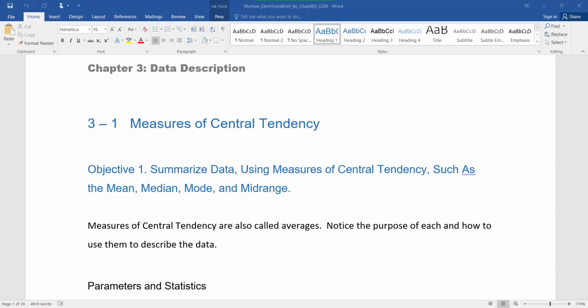All right, so measures of tendency are also called averages. Notice the purpose of each and how to use them to describe the data. One thing you probably ought to remember: mean is what? Good, the actual average. And then median is the middle number. Mode is most often. Mid-range is literally the middle of your range.